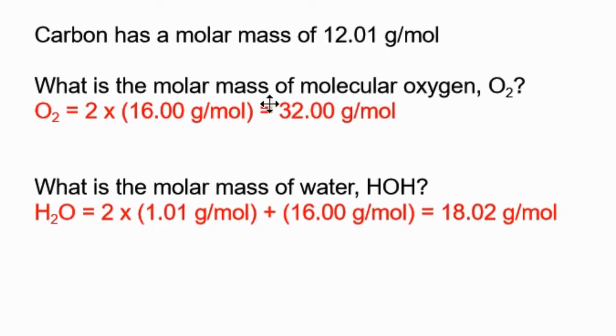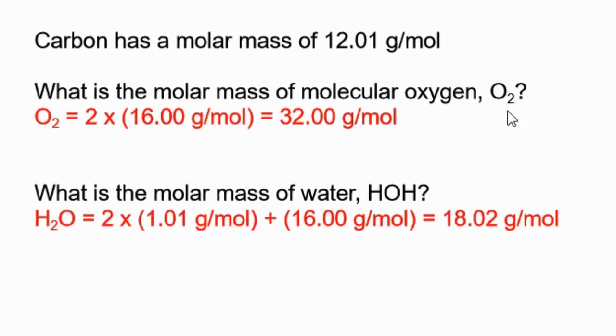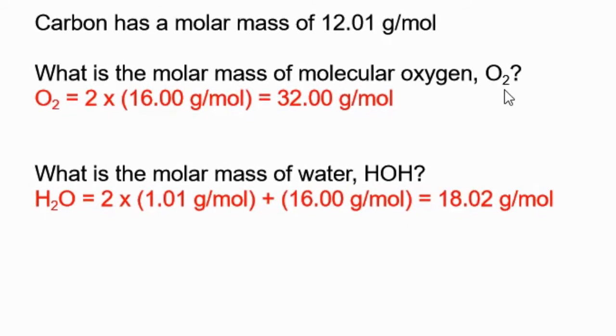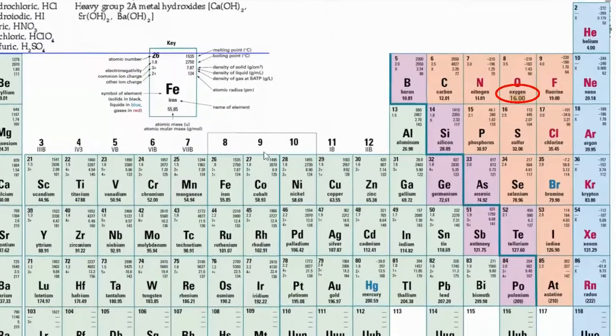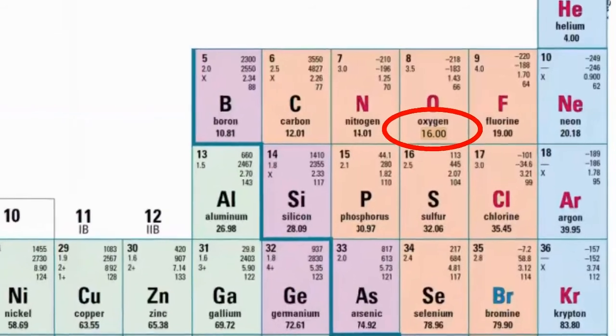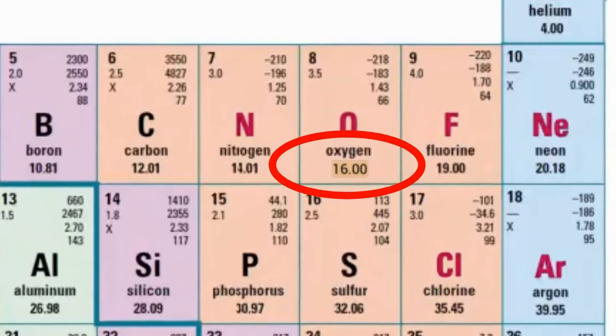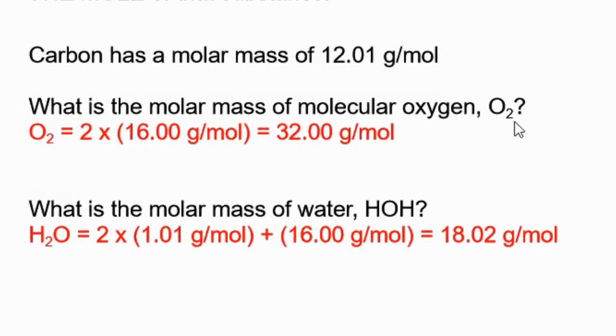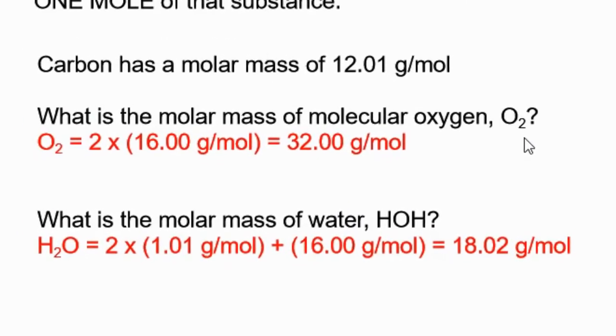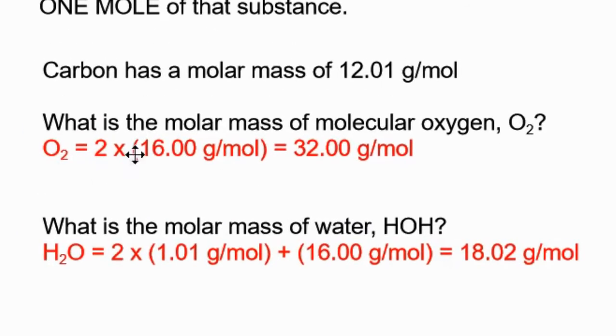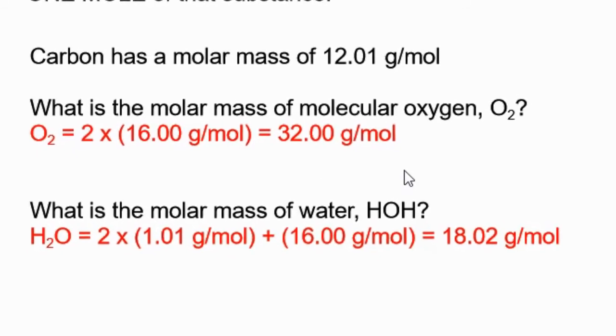What is the molar mass of a molecule of oxygen? Since there are 2 atoms of oxygen in the molecule, you would look up the molar mass of oxygen, 16.00 grams per mole, and you would multiply it by 2 because there are 2 atoms of oxygen in the molecule. So 2 times 16 is 32 grams per mole.